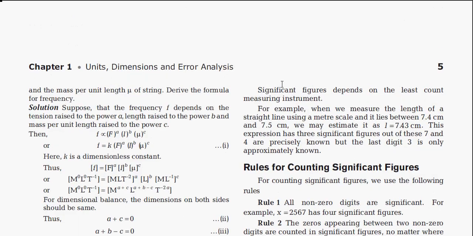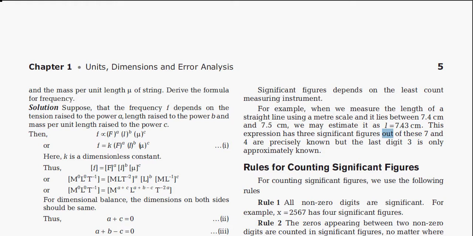Significant figures depend on the least count of the measuring instrument. For example, if we measure the length of a straight line using a meter scale and it lies between 7.4 and 7.5, we may estimate it as 7.43. This expression has 3 significant figures. Out of this, 7 and 4 are precisely known, but the last digit 3 is only approximately known.